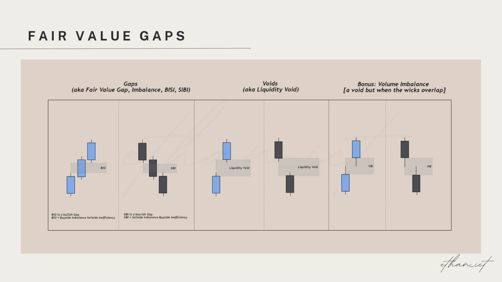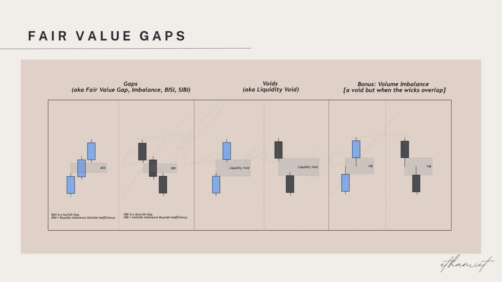So here you have a bullish liquidity void where the candle closes and it opens. There's a huge gap here and the wicks do not meet each other. So that would be your bullish liquidity void. And over here you have your bearish liquidity void, which is the same, just flipped around, where the close of the first candle does not meet the open of the second candle and the wicks are not meeting each other.